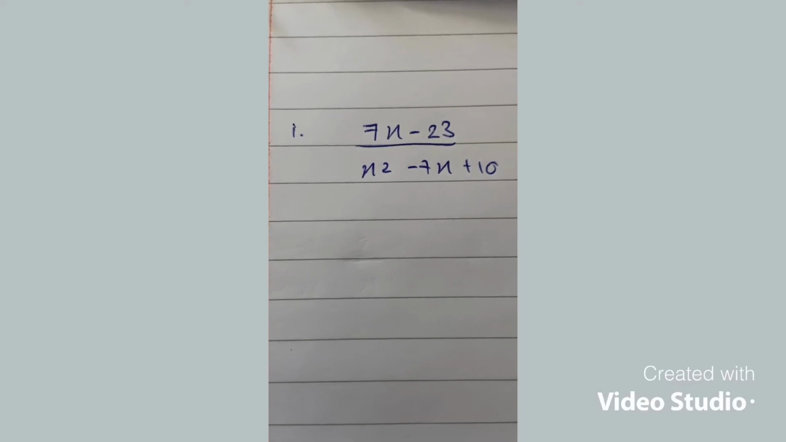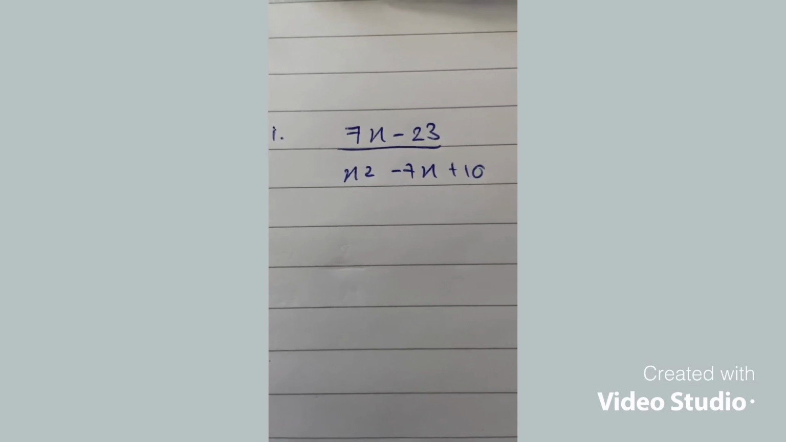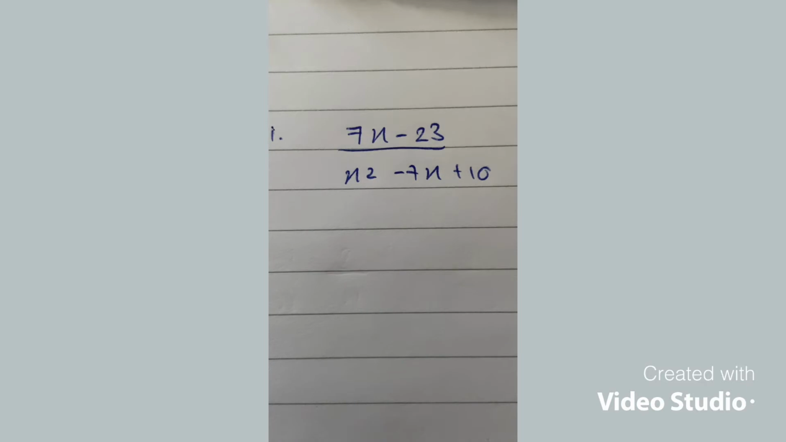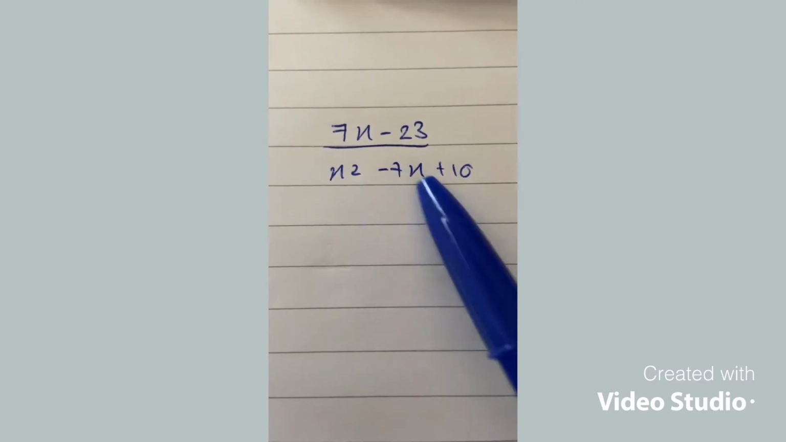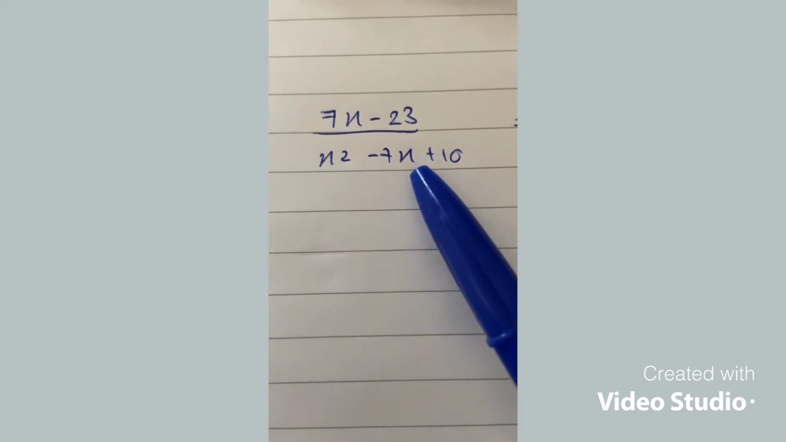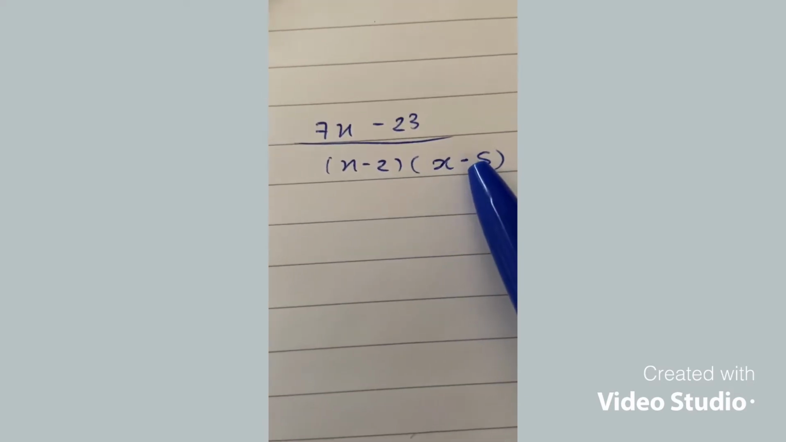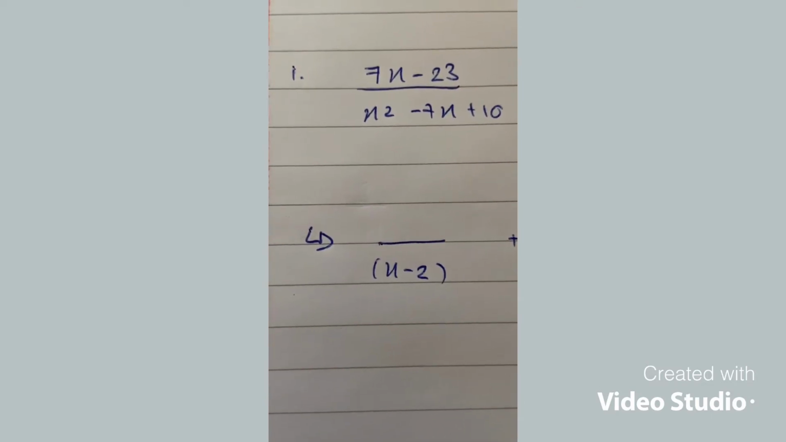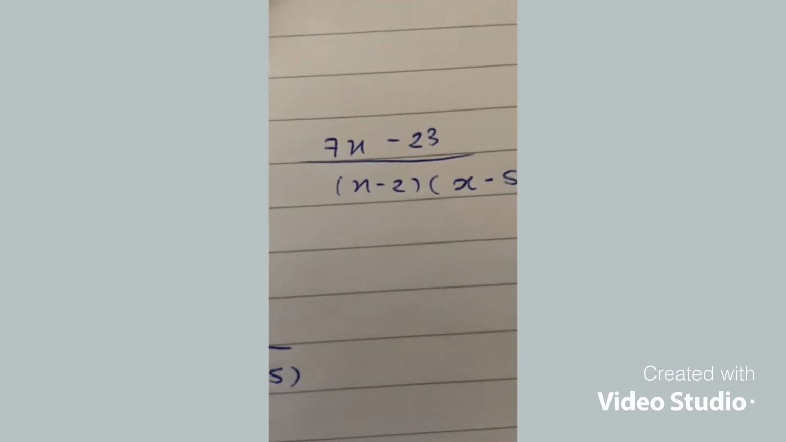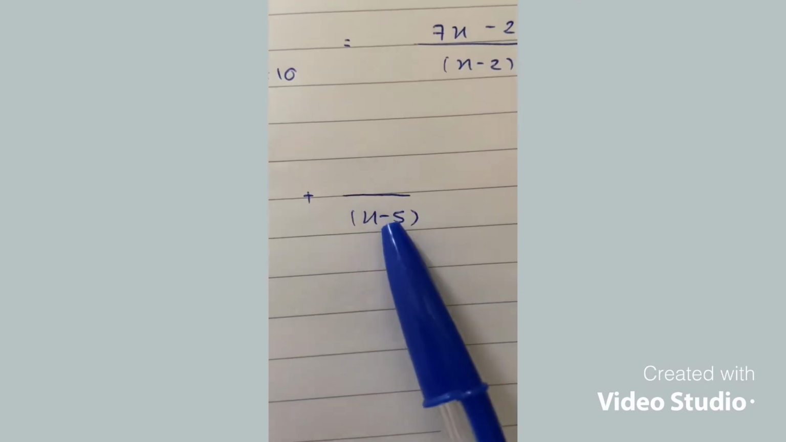So let's start with our first question. So here's our question, and we have to use partial fraction decomposition. The first thing you do is factor out the bottom. You factor out this, and once you do that, you get x minus 2 and x minus 5. Now I'm going to rewrite it and split the two terms. So it becomes x minus 2 plus x minus 5.